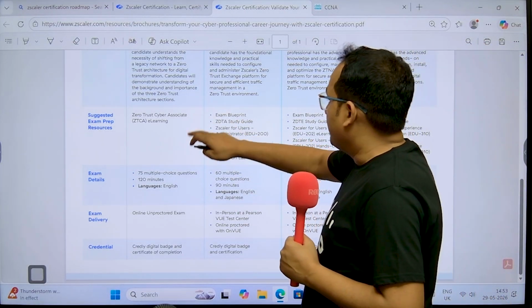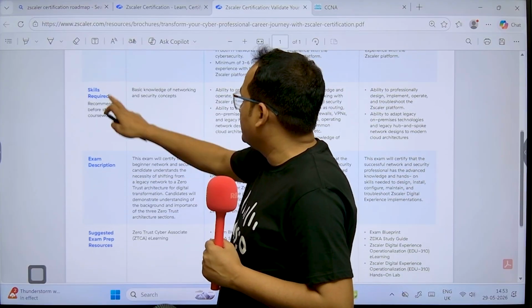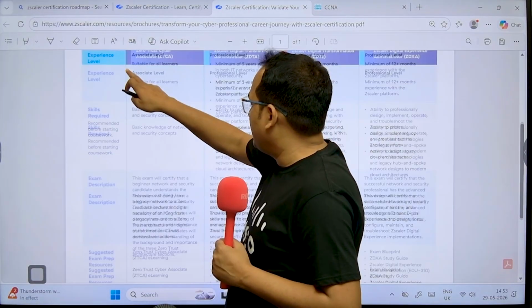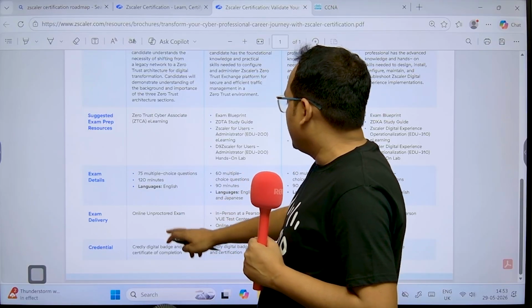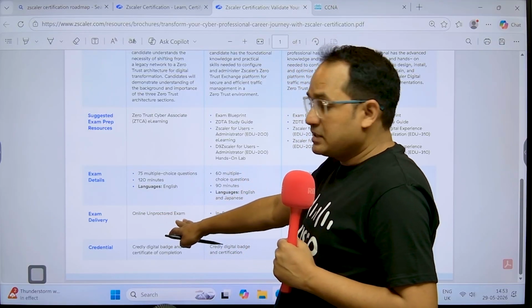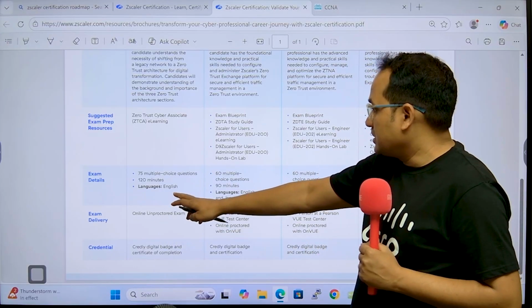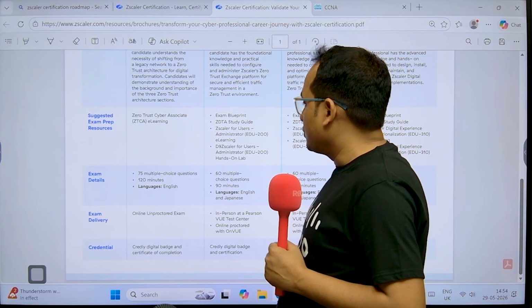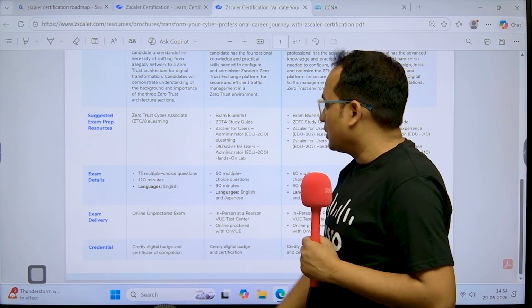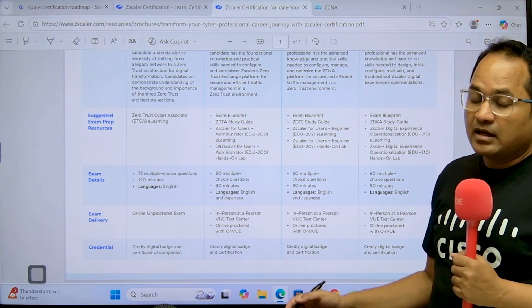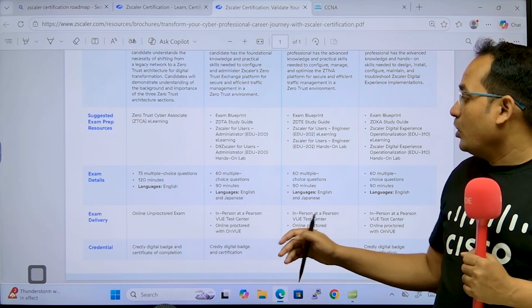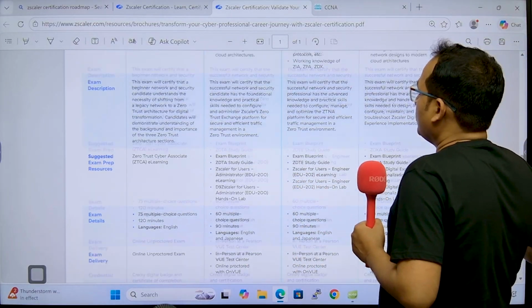Similarly, if I talk about the very first exam, this basic exam, you don't have to book anything. This is going to be an online unproctored exam. You can just give this exam. There are 75 multiple choice questions, and 120 minutes is given. And Credly is going to give you a badge as well. So you can give that also, but I would not recommend going and giving that exam.